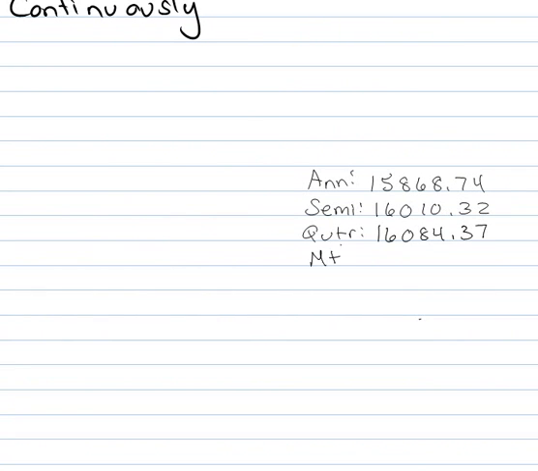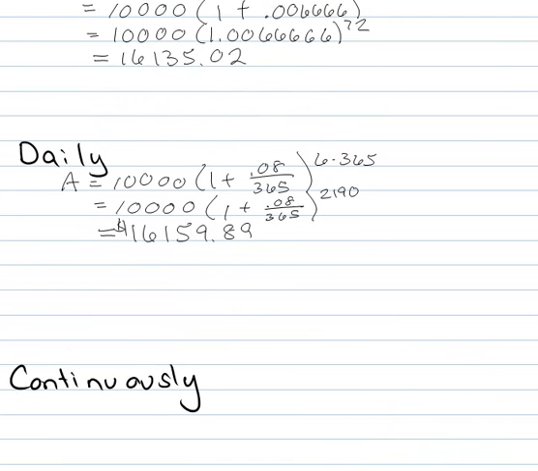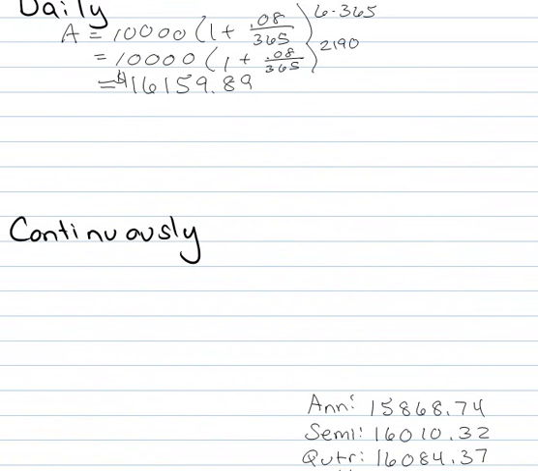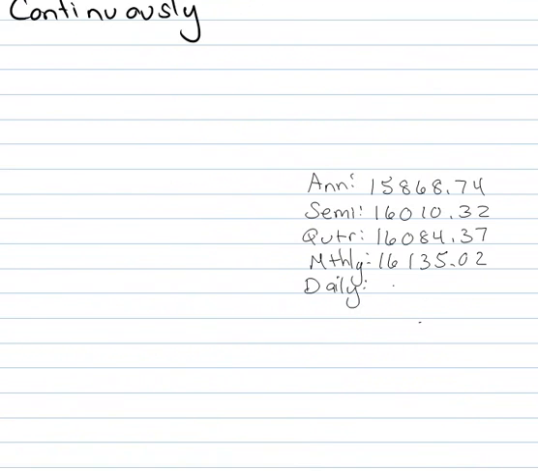And then we had monthly, 16,135.02. And then daily, we got 16,159.89. So you see how these are increasing, which is good because it means we did it right in our calculator.